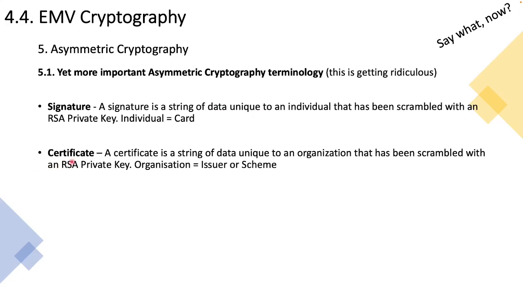Next, we have something called a certificate. A certificate is a string of data unique to an organization, which has been signed or scrambled with an RSA private key. In this context, when we talk of an organization, we are talking of either the issuer or the scheme. So a signature is basically encrypted data unique to a card. A certificate is a string of encrypted data unique to the issuer or the scheme.